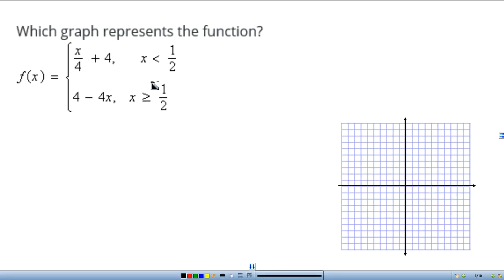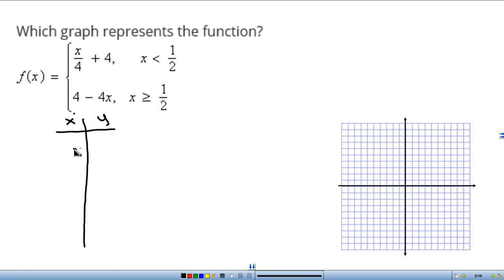So lastly, which graphs represent a function? Well, basically, we're just going to graph it. Okay, so I've got x is less than 1/2, x is greater than or equal to 1/2. So let's start plugging in some numbers. I'm going to plug into my t-chart. Here's my x, here's my y.